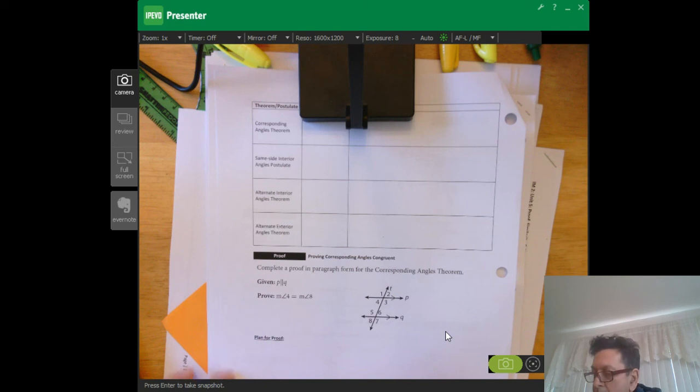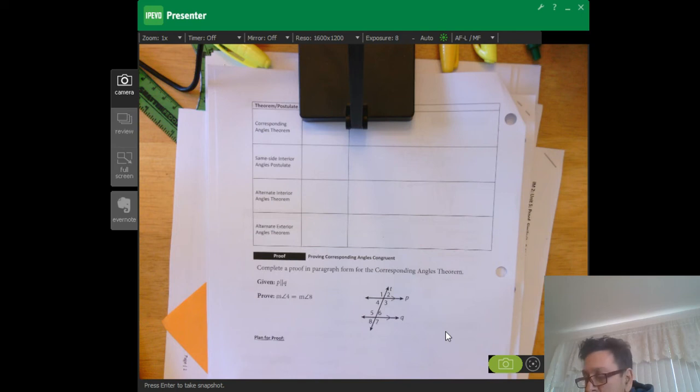Right now we're going to start looking at some theorems and postulates relating to parallel lines cut by a transversal. Now, first of all, when I say postulates and theorems, a postulate and a theorem are basically the same thing. The difference is that a postulate is what you start with. It's like the basic building blocks. And then from the postulate, you build the theorems. So the postulate comes first.